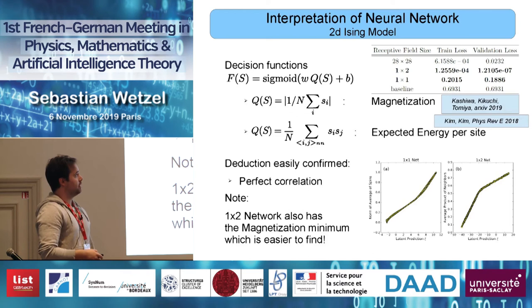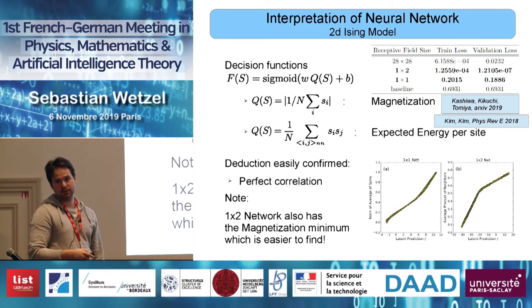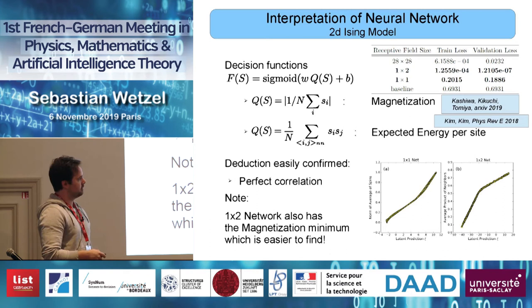And if we put this all together, we find that the dominant quantities a neural network learns in order to distinguish between phases are, on the one hand, the magnetization, and on the other hand, the energy. We can confirm this deduction by plotting correlation plots of these smaller subnetworks. However, we cannot plot this for the full network, because then both parameters mix, and in this plot we have several thousand points, and you wouldn't see a correlation at all.